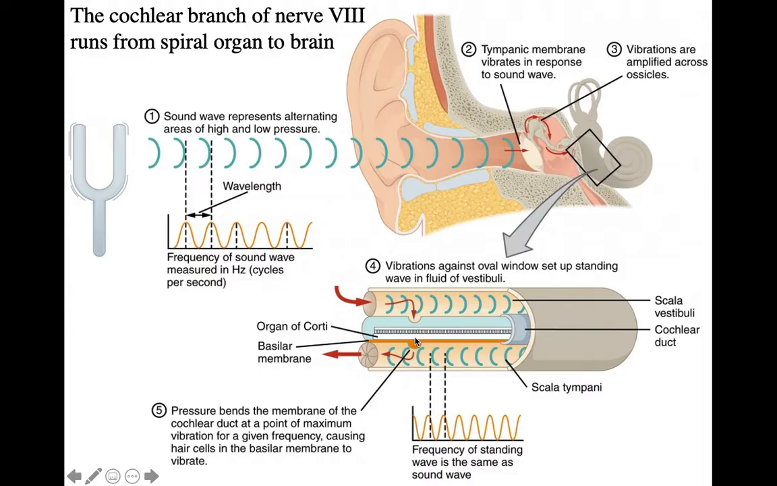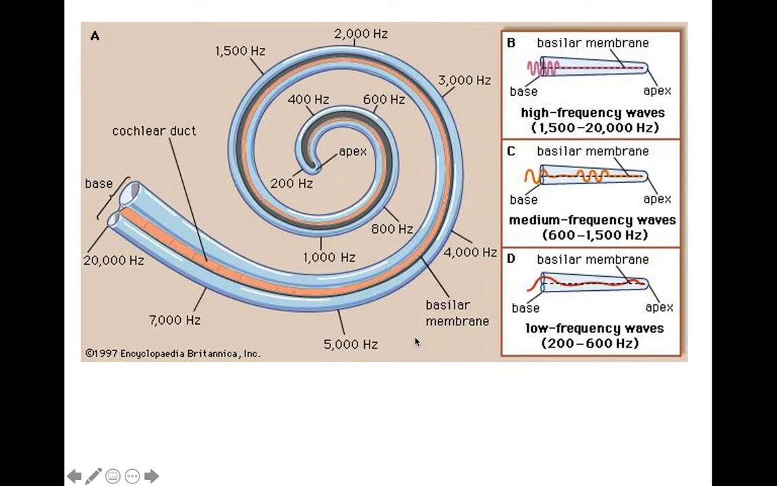Each sound is specific. This tells you right here, each sound has a specific hertz, and it will leave in a specific section of your cochlea. That's why your cochlea is set up in this manner. Different hertz will leave at different sections. That's how your brain is able to organize sound. As you can see at the base, high frequency, medium frequency, and low at the very top.